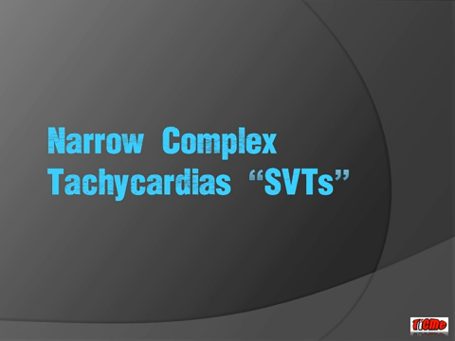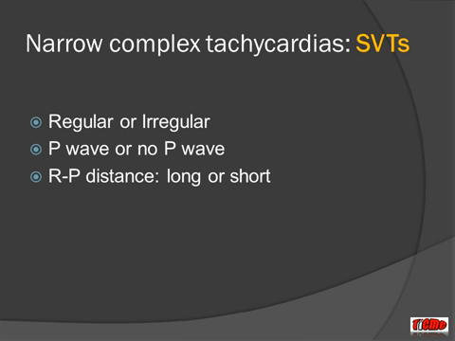Okay, so we're going to go in great detail on all the sorts of narrow complex tachycardias. Let's make a start. When we look at our narrow complex tachycardias, we first of all need to decide whether the rhythm is regular or irregular. Next, we need to decide whether there is a P wave or not. And when we look at the P wave and we find one, we then have to decide whether there is a long or short RP distance. Now, we're going to talk about this in far more detail later, the RP distance, but it is a helpful way of working out some of the more complex P-wave associated rhythms.